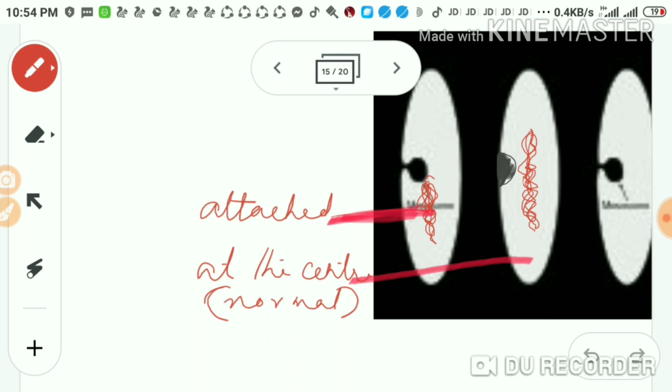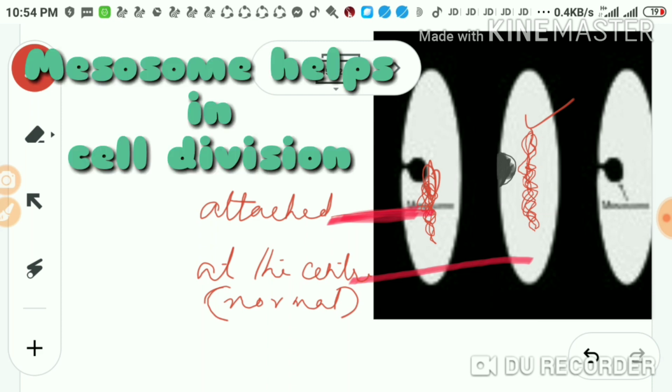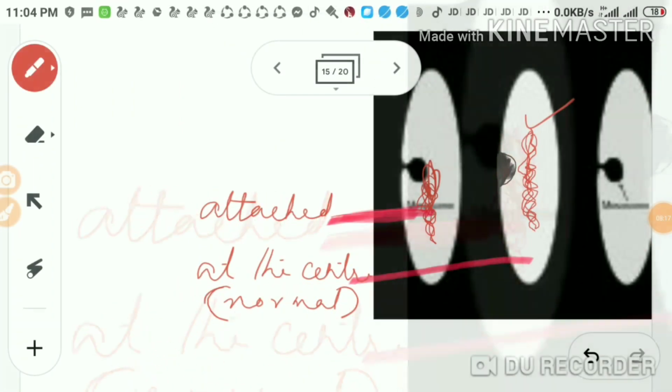It is found at the center when the cell is not dividing. This is a non-dividing condition, and it indicates its normal state. When the cell is dividing, the circular DNA is found in contact with the mesosome. It could be the sign of cell division. Why is it found attached to the mesosome? Because the mesosome helps in cell division. So that's all.